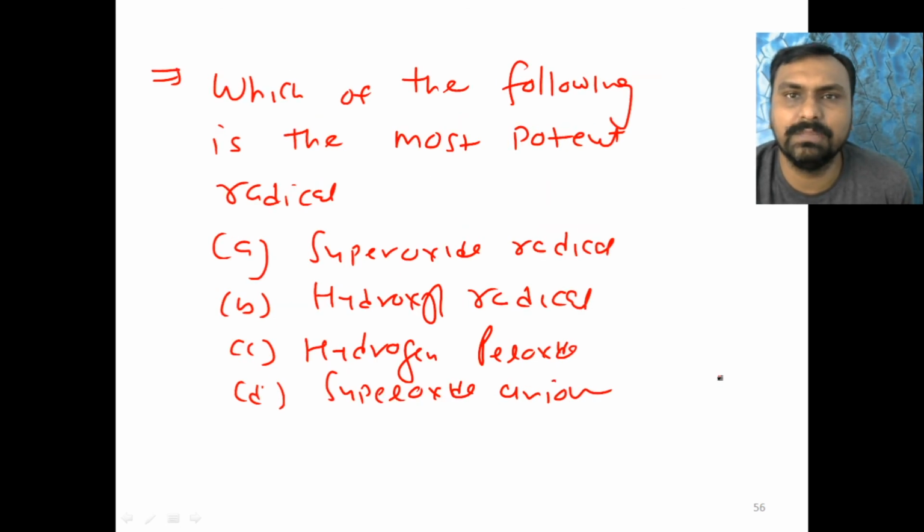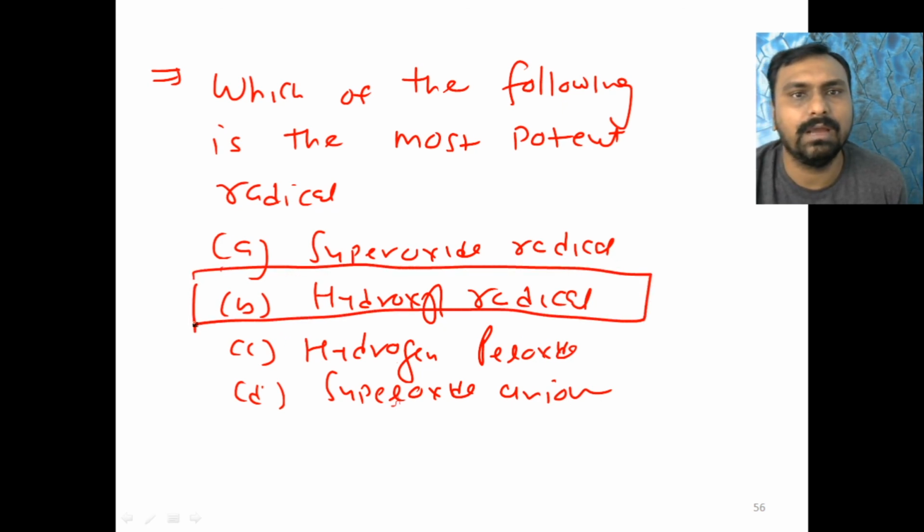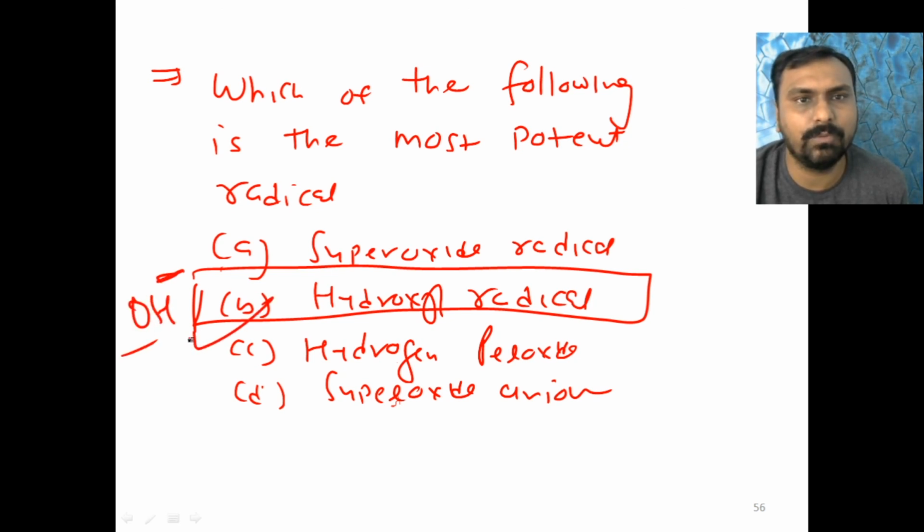Then which of the following is the most potent radical? Superoxide radical, hydroxyl radical, hydrogen peroxide, or superoxide radical? So I have already discussed, it is the hydroxyl radical, OH minus. It is the most potent free radical.